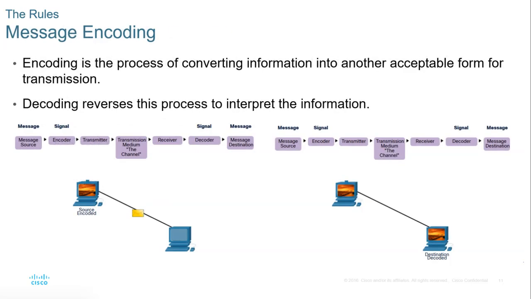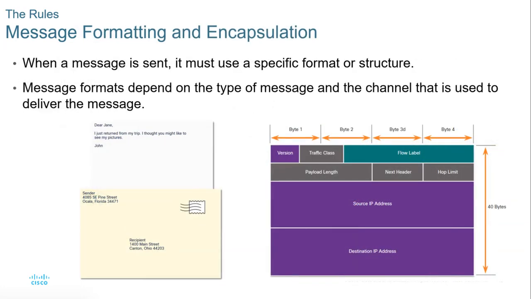So encoding is the process of converting information into another acceptable form for transmission. Then message formatting and encapsulation: that message has to be addressed. It is formatted in a way that it can easily be moved from source to destination without getting lost on the way. So when a message is sent, it must use a specific format and structure, and each and every bit that is sent on the network has to have the source and the destination.